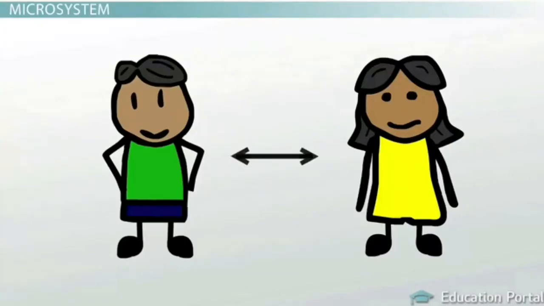Relationships in a microsystem are bidirectional. In other words, your reactions to the people in your microsystem will affect how they treat you in return. This is the most influential level of the ecological systems theory.